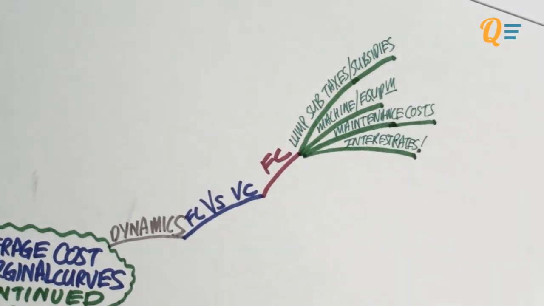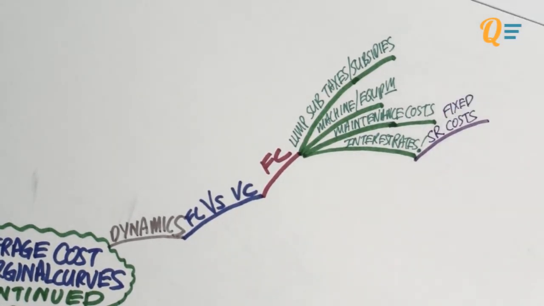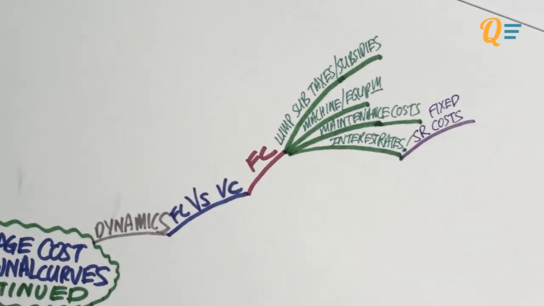Now, interest rates is a little bit special. It affects only a short-run cost, and more specifically, I'm talking about the short-run fixed cost. It won't be a fixed cost in the long run because capital can change in the long run, right?